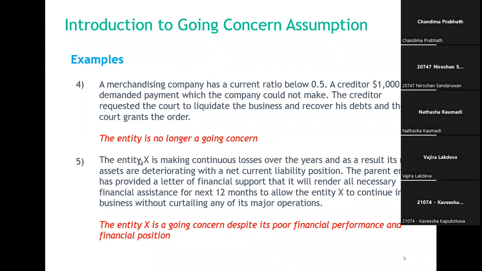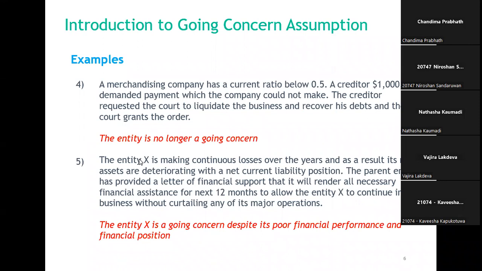So you will understand, it is just like point number two. In this case also, there are events or conditions that may cause significant doubt on the entity's ability to continue as a going concern. But based on the management assessment of going concern, they have received a letter of financial support from the parent company, and it has confirmed that it would render necessary financial assistance for the next 12 months from the date of the financial statements to allow the entity X to continue in business without curtailing any of its major operations.